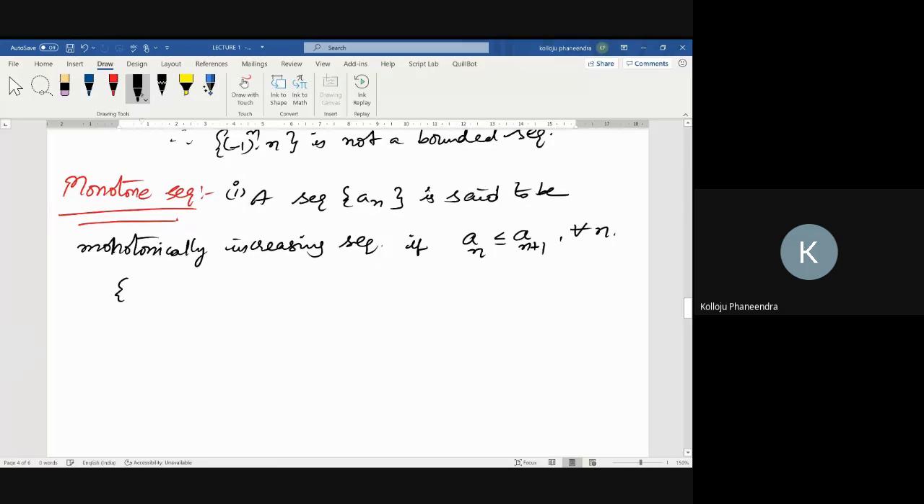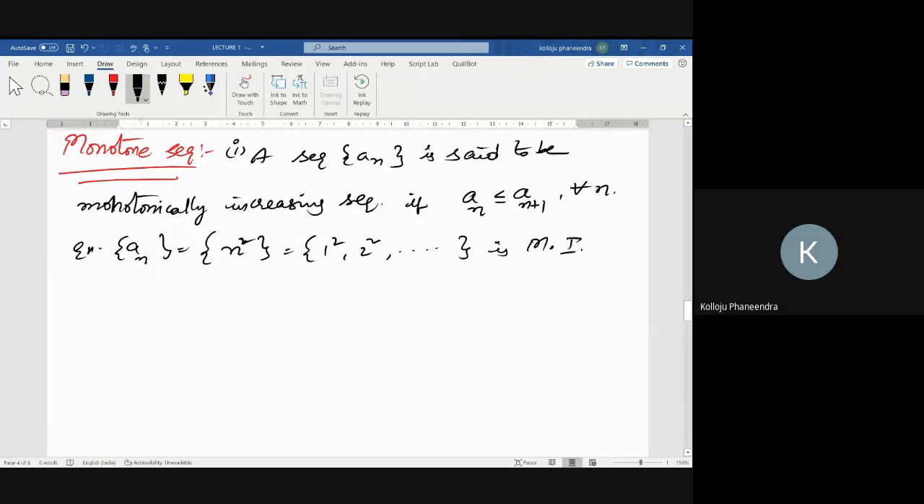What is the example? Anybody? The nth term must always be less than its next term. Set of integers, set of squares, set of natural numbers, all those are right. I will write M.I. to mean monotonically increasing sequence, right?